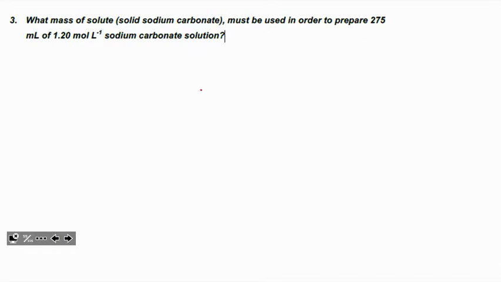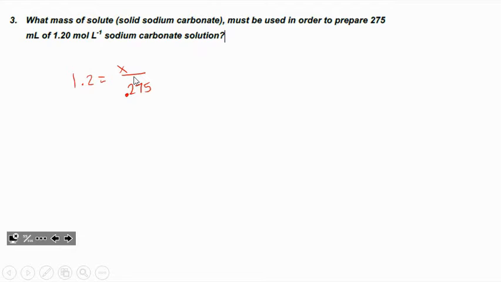All right. Here we want to prepare a 275 milliliter, 1.2 molar solution of sodium carbonate. And they want to know what the mass of the sodium carbonate is that we need to start with. So this is my molarity. 1.2 equals X over 275, but it's 0.275 because remember your volume has to be in liters when you're working with molarity.